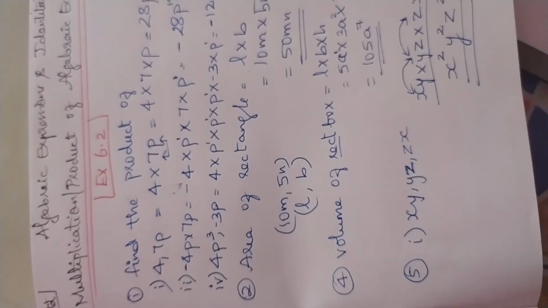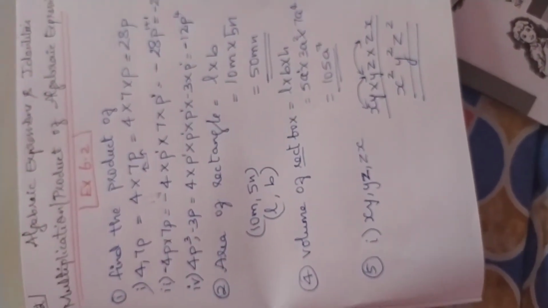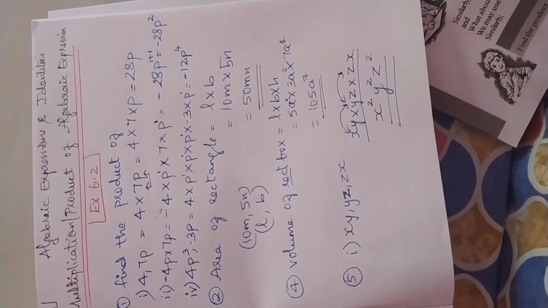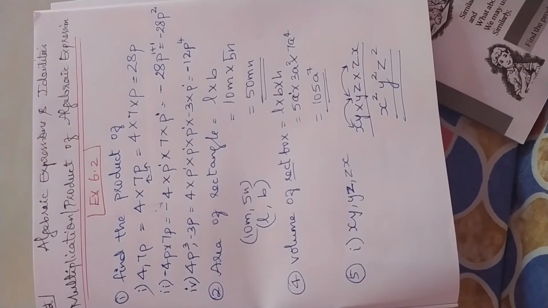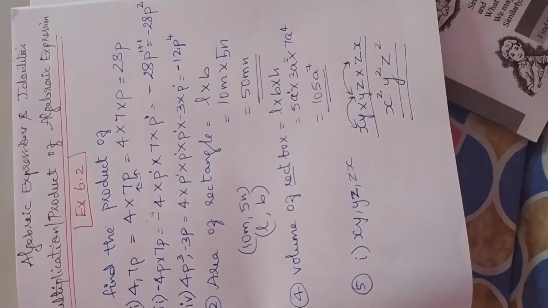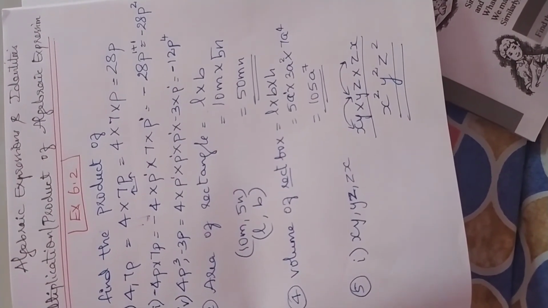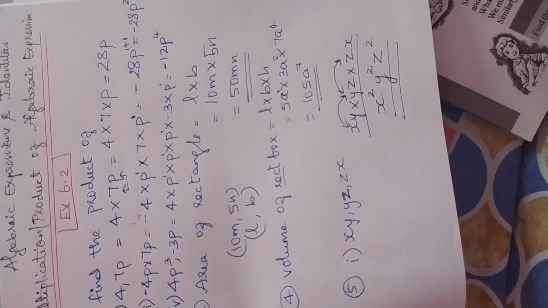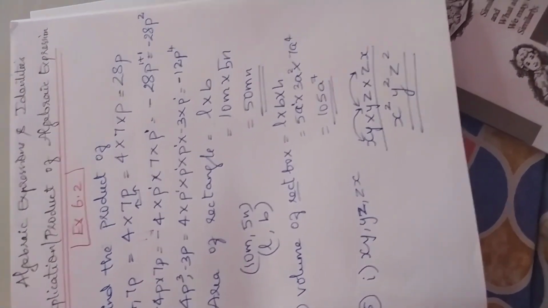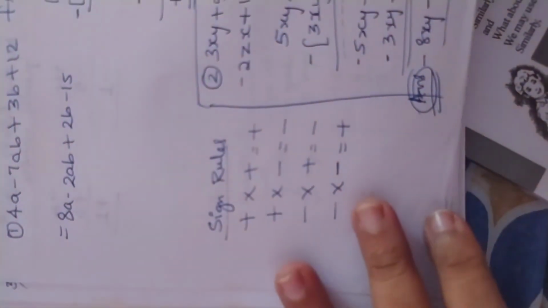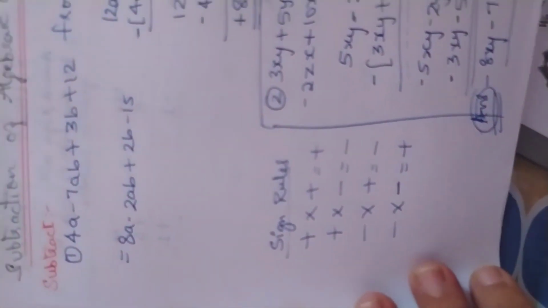I hope you can solve problems on your own now based on multiplication of algebraic expressions. We multiply numbers first and then we come to variables. If a variable does not have power, it means the power is 1. If variables have powers, add the powers and write the answer. Remember, area of rectangle is length into breadth. Volume of rectangular box is length into breadth into height. Also remember the sign rules. Plus into plus is plus. Minus into plus is minus. Minus into minus is plus.